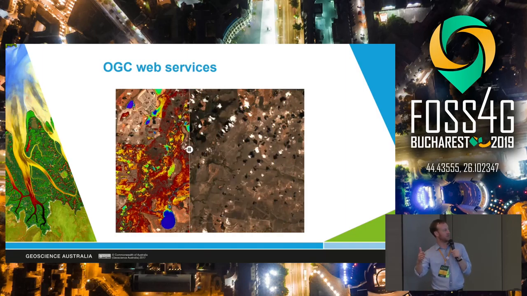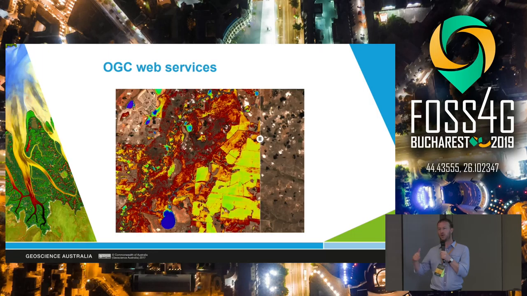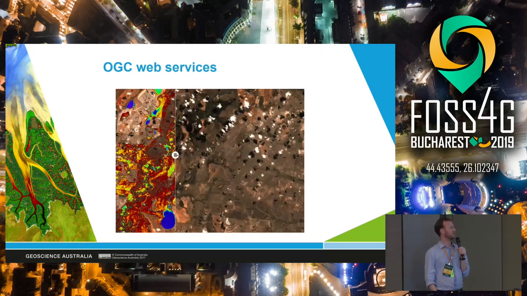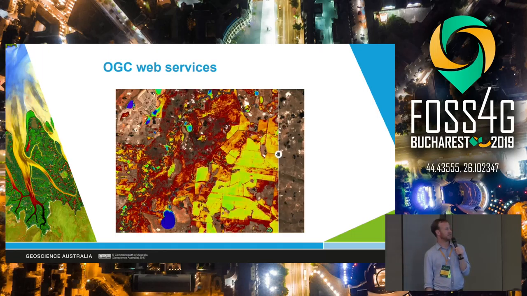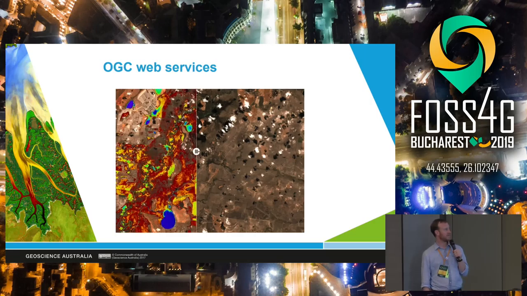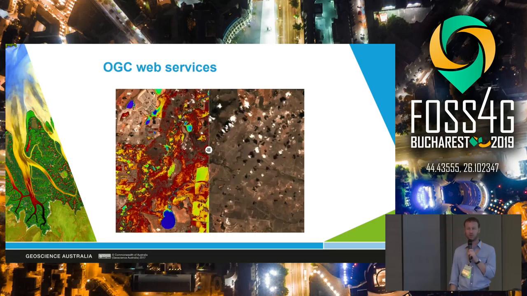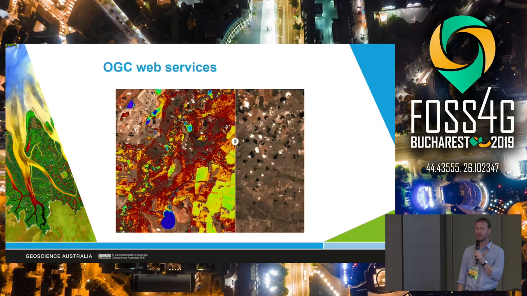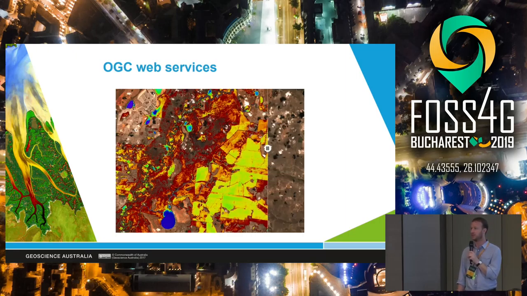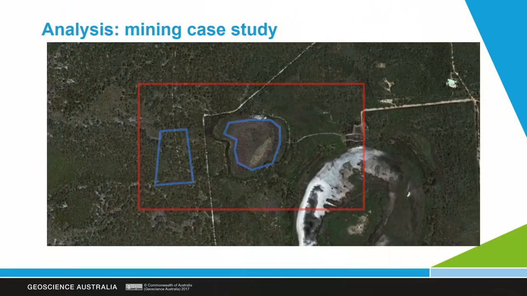And after that, you can start doing some cool things with it. So within the OGC web services, we have some visualizations here of what's called Water Observations from Space, which is a water classifier. And here you have an annual summary of this, which shows in brighter levels of blue areas that are always wet. And then as it becomes more into the reds, it's those areas that are wet less of the time. And so this data set is available for all of Australia. And we're working on building this for all of Africa as well.